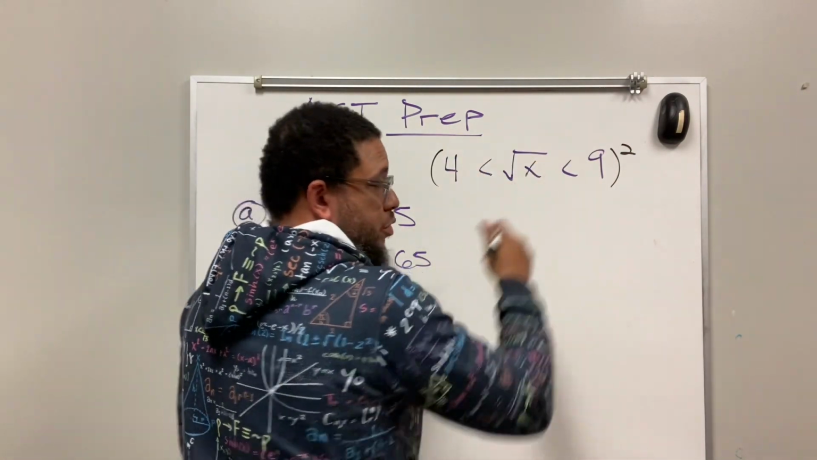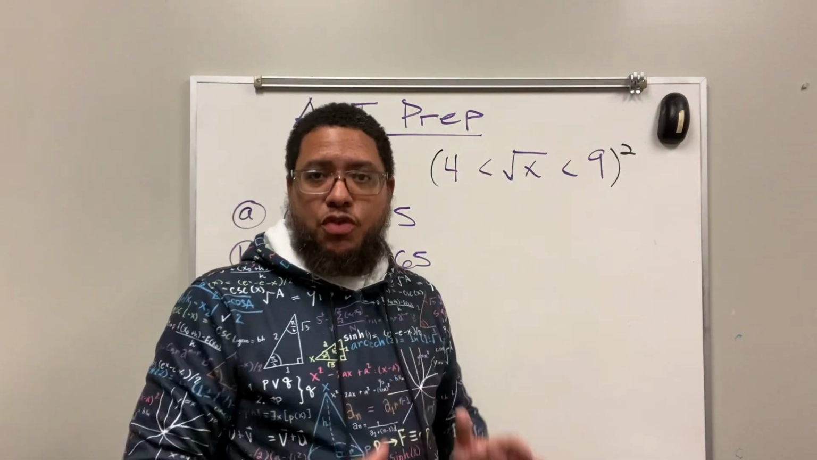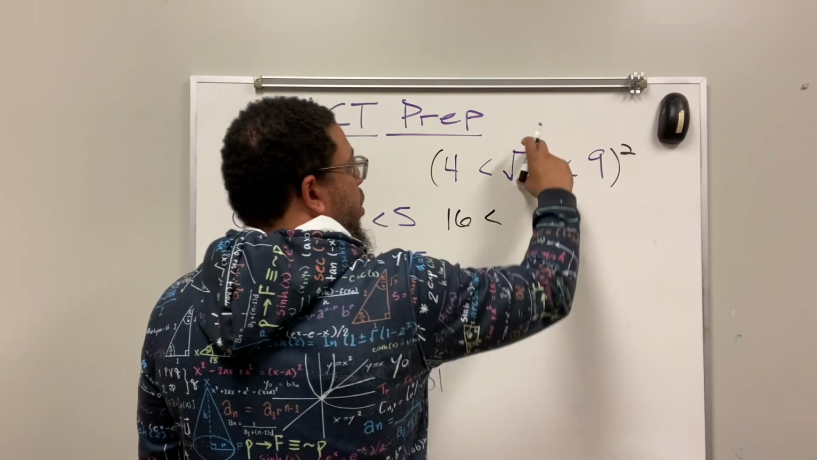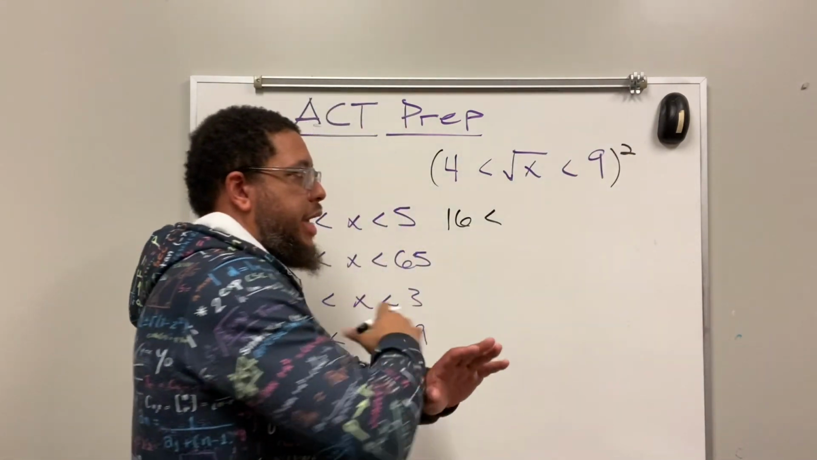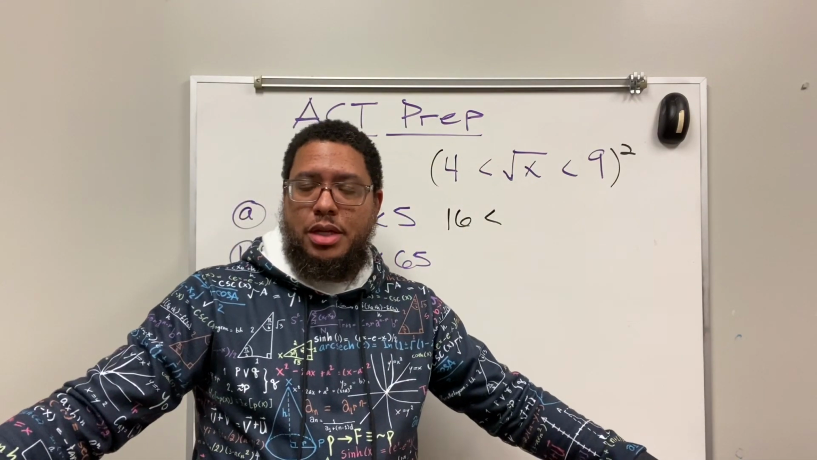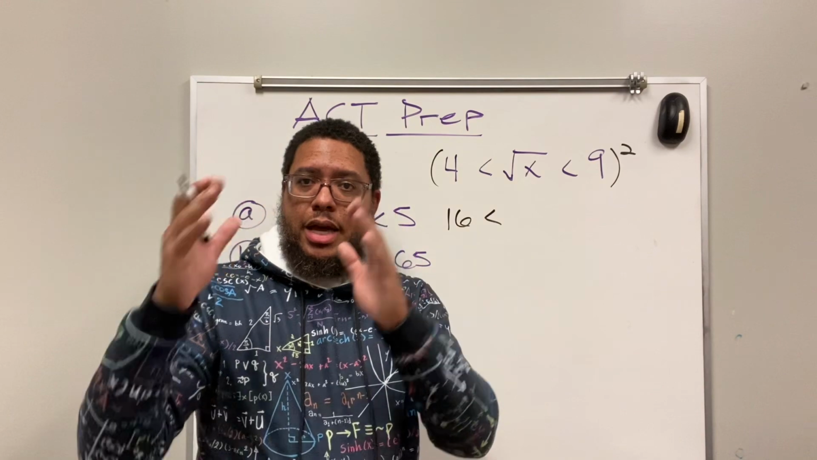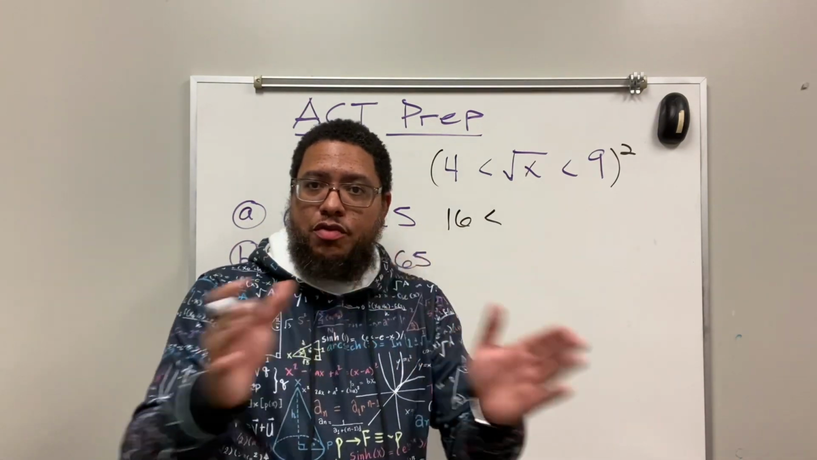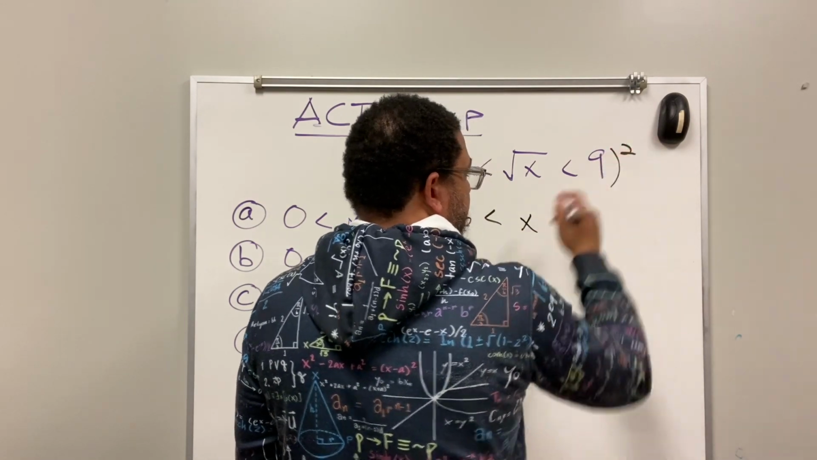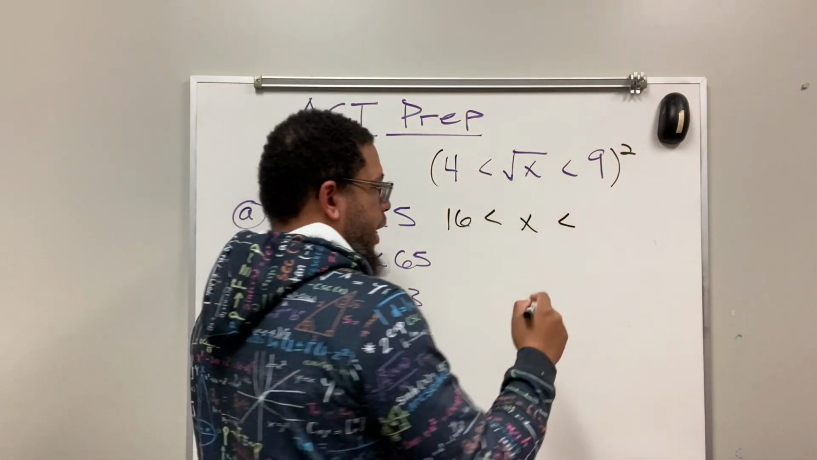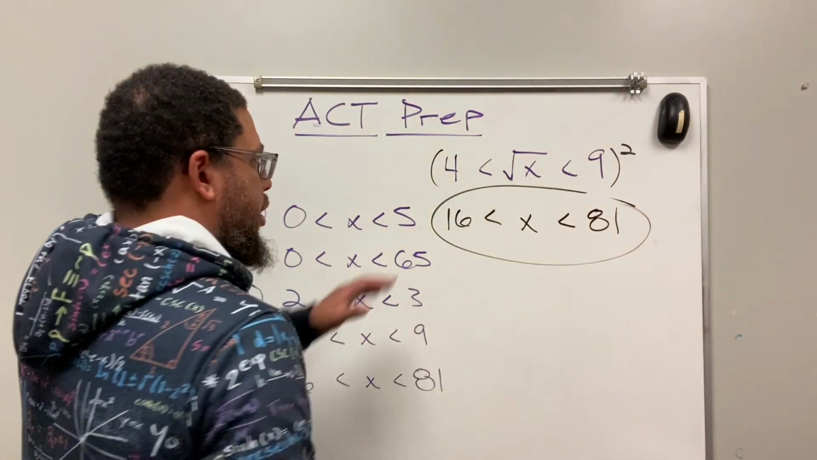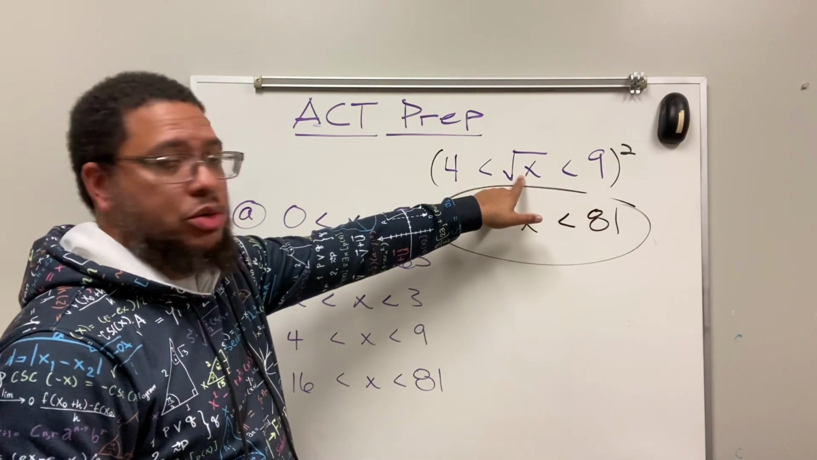So what's 4 squared? 4 squared is not 8. It's 4 times 4, which is 16. So I got 16 less than, now, a square root squared, they cancel each other out. The exponent and the radical sign cancel each other out because they're inverses of each other, leaving you with just x. And then over here we got 9 squared, which is not 18, it's 81. So that is what this is equivalent to when the radical sign is removed.